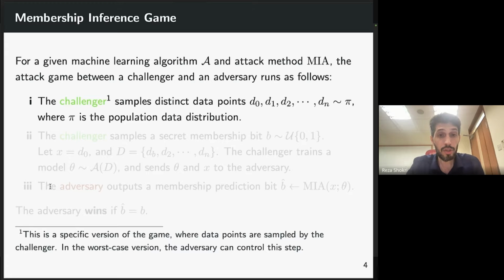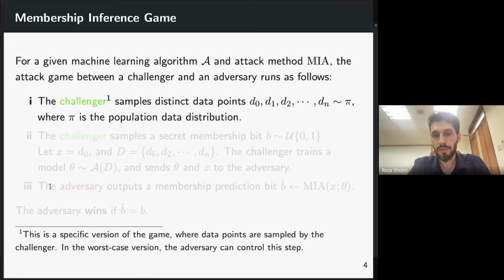In order to formalize this and construct a framework for evaluating information leakage based on membership inference attacks, similar to what we do in cryptography, we construct some form of indistinguishability games, which we call membership inference games. This is between two parties, the challenger and the adversary.